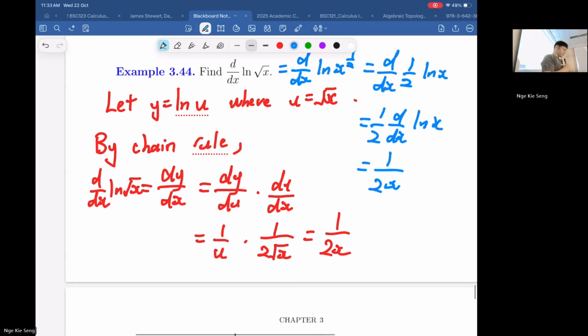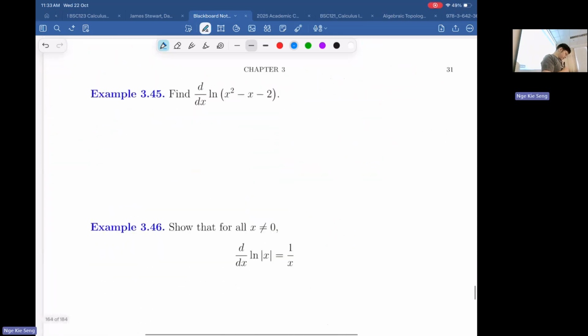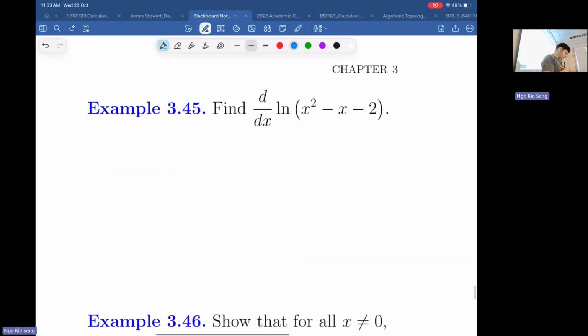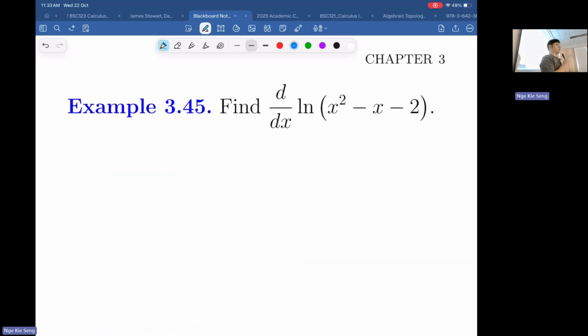Right. Maybe we will skip 3.45. In this case, maybe just look at it by inspection. What rule should you use? What's your name? Green jacket, blue jacket. Hao Yun. Okay, so what do you think? What rule should you use here? Chain rule. Okay. Why do you use the chain rule here?